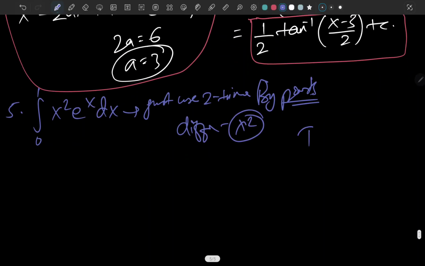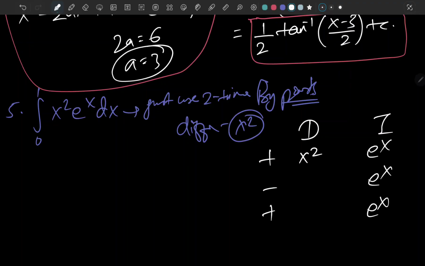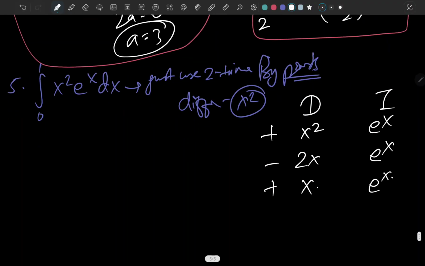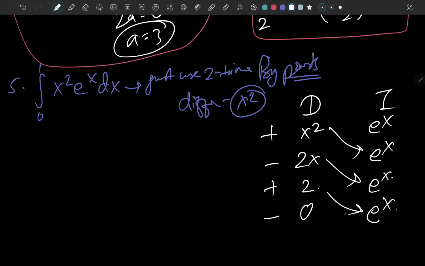Be sure that differentiating x squared, or maybe 3 times that. Let me tell you what I'm talking about: the DI method. Signs plus, minus, plus: x squared, e to the x, e to the x, e to the x. Integrating e to the x is just e to the x forever, and differentiating x squared is 2x. Again differentiating 2x comes out to be 2, and the differentiation of 2 is 0, and the integral of e to the x is e to the x.